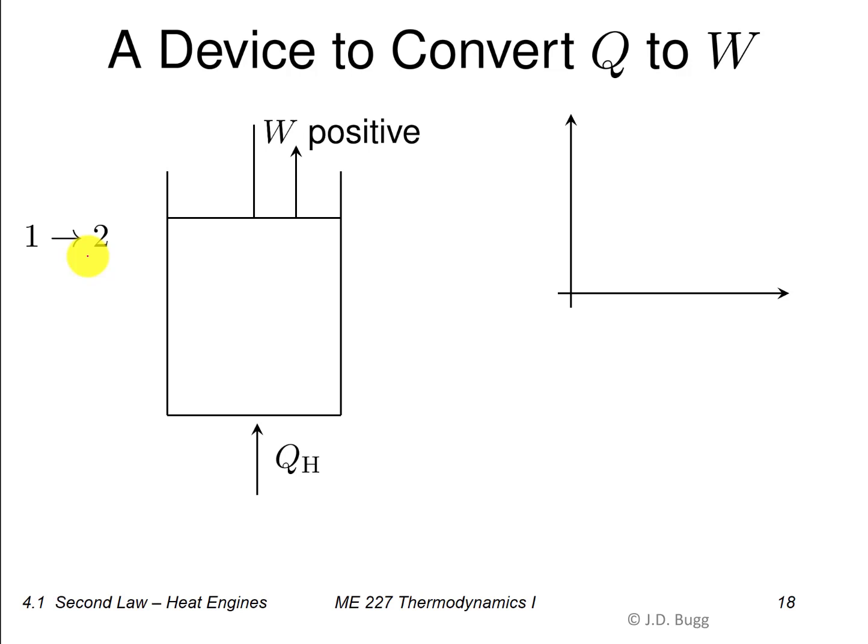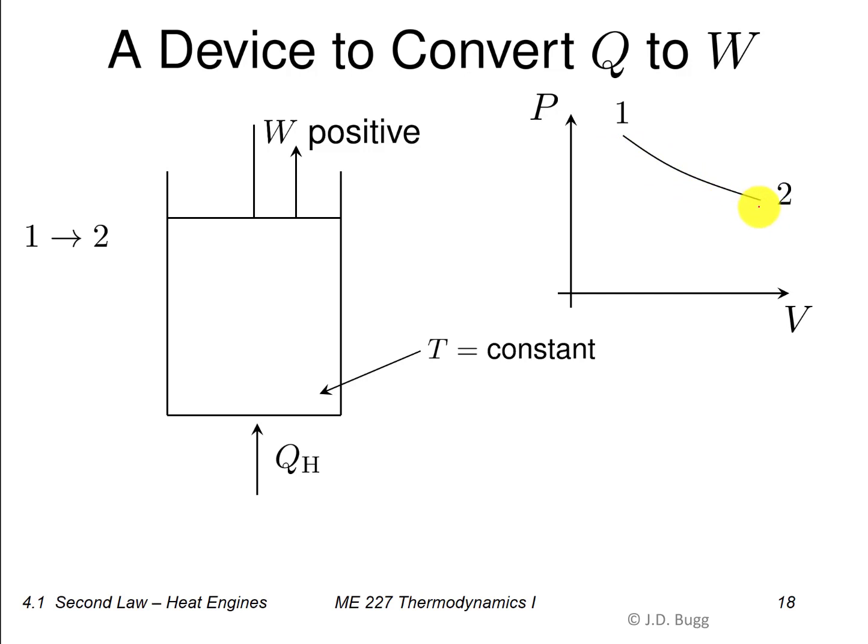Now we're going to let it expand in such a way that the temperature of this gas remains constant. So the temperature remains constant. So we're adding heat, temperature remains constant, and it's delivering work to the surroundings. So on a PV diagram, we're following a line of constant temperature. So that's the process from 1 to 2.